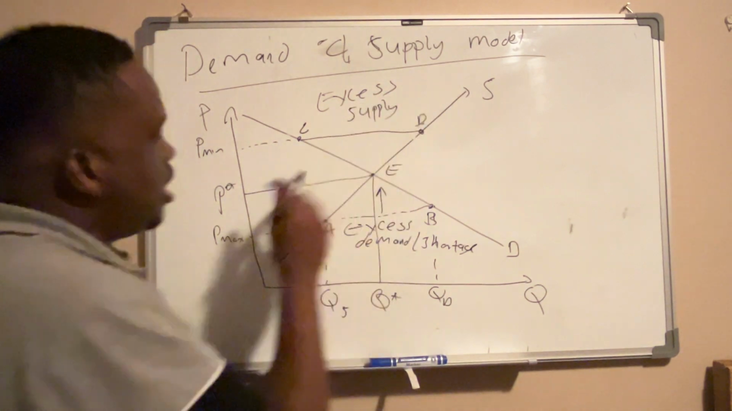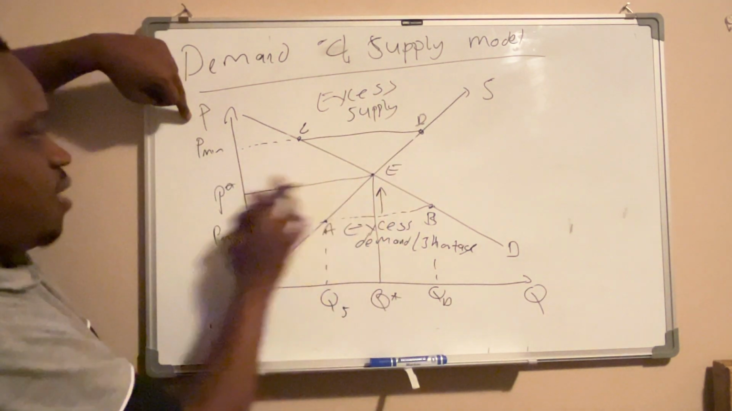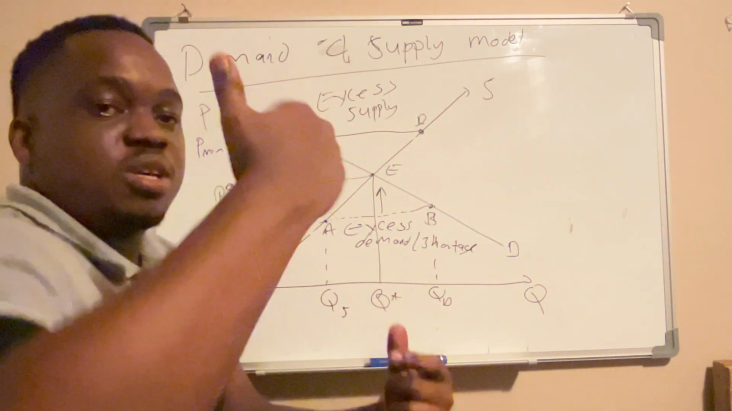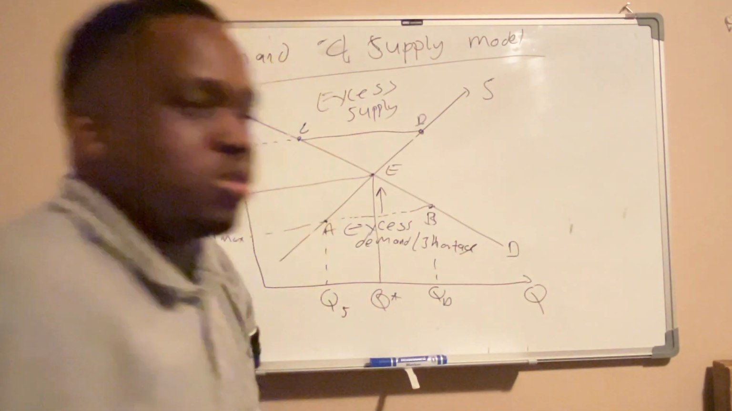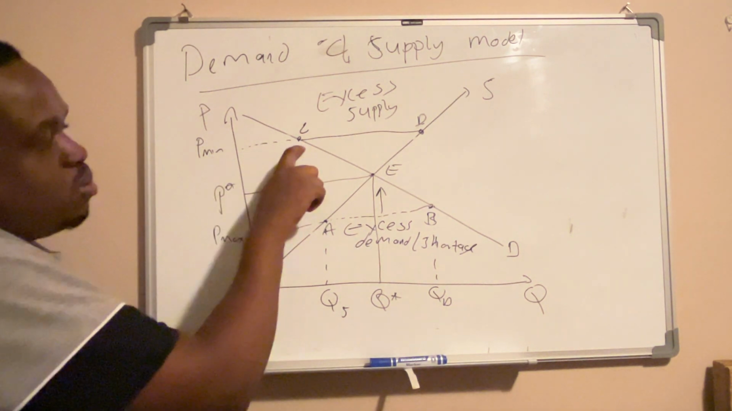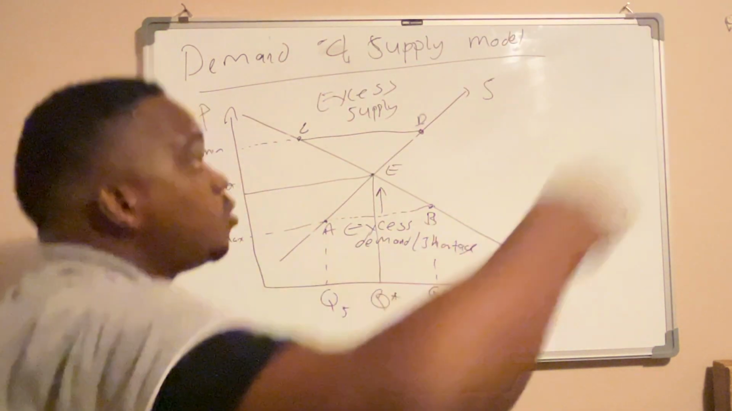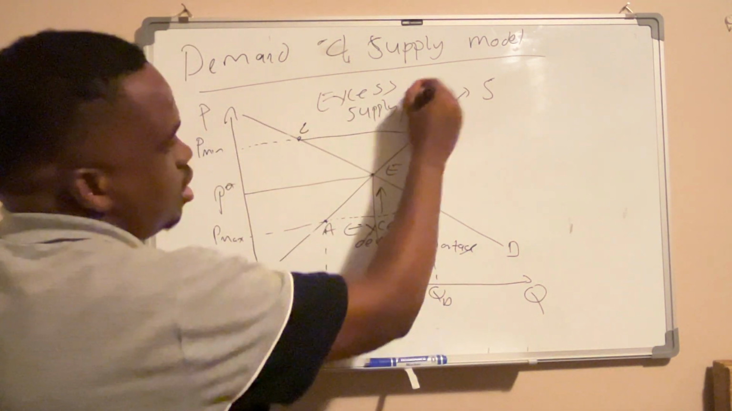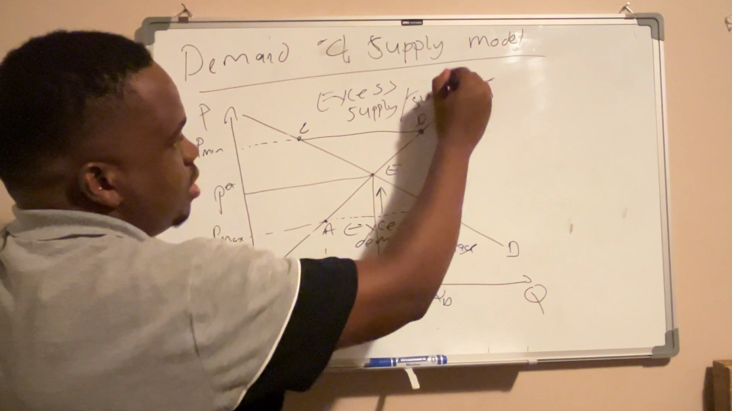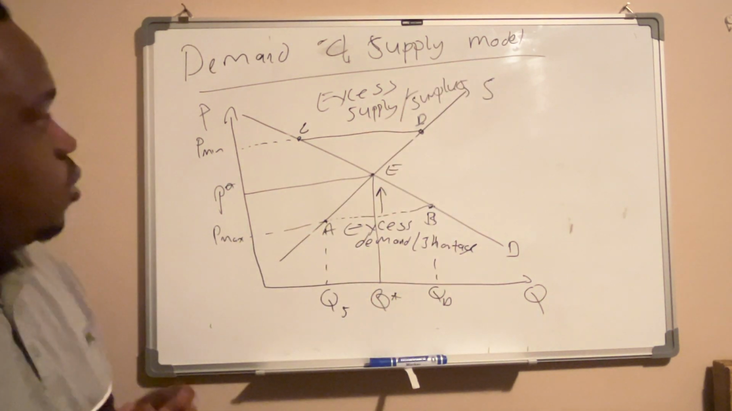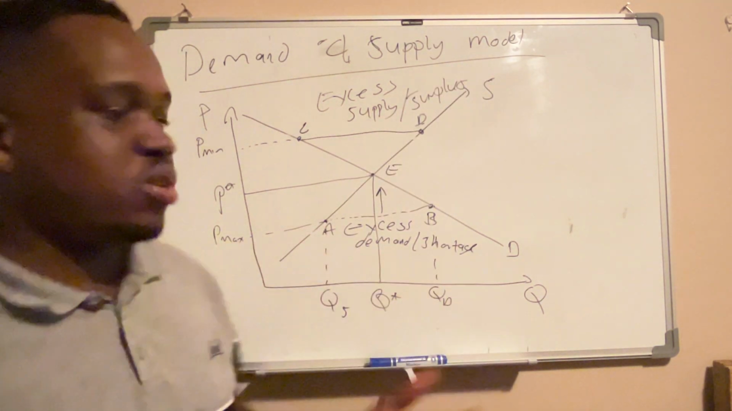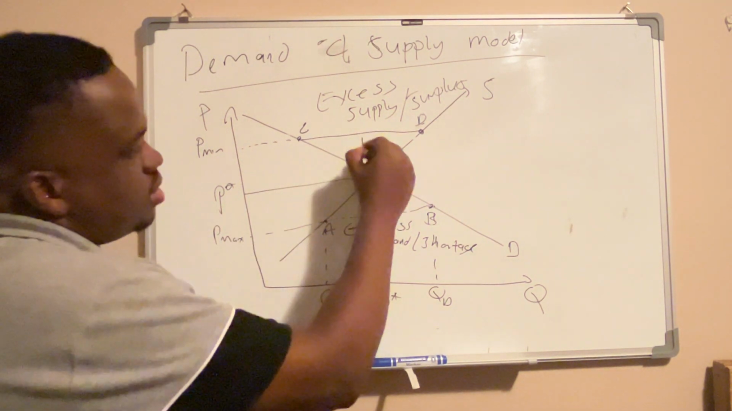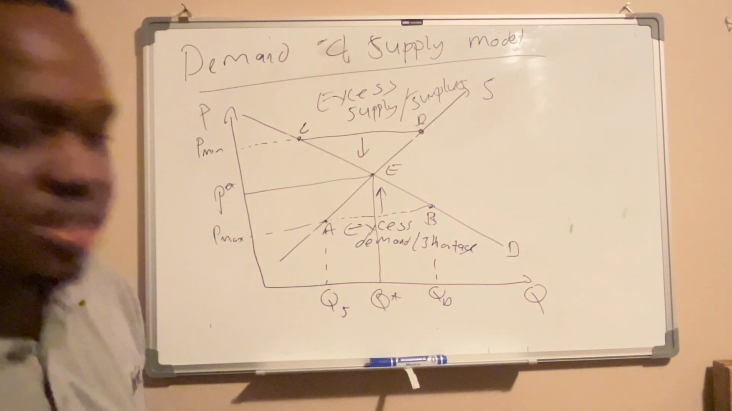When the price is above the equilibrium price, the sellers or the producers are willing to supply more into the market. But the consumers are not willing to demand. So this is called the excess supply, or a surplus. In order for this to go back to equilibrium, the price must actually go down.